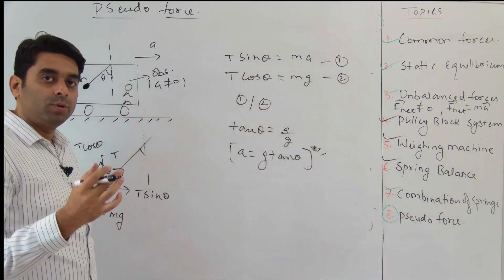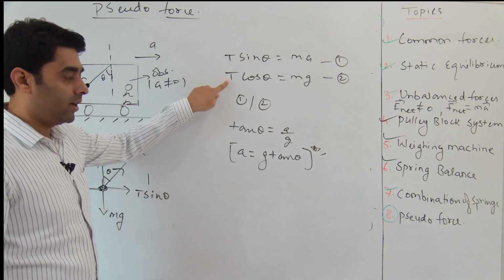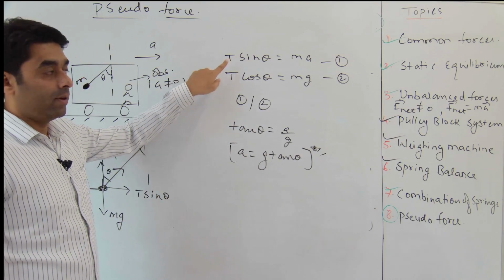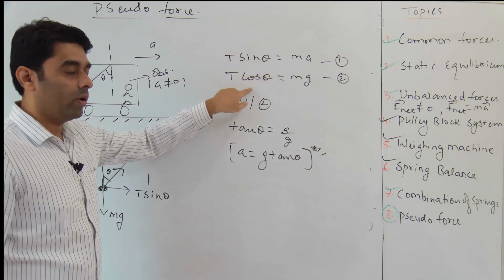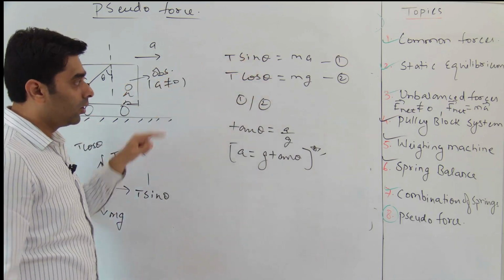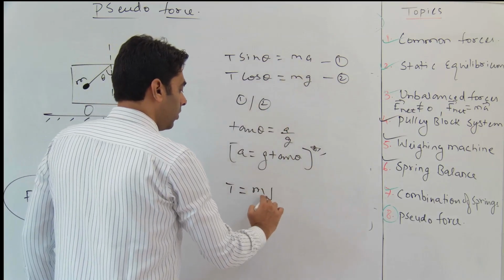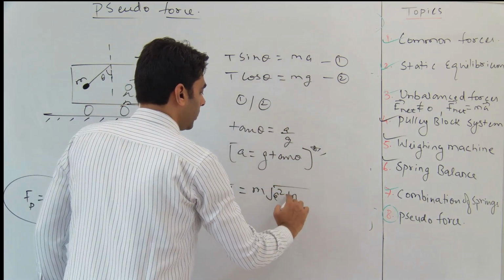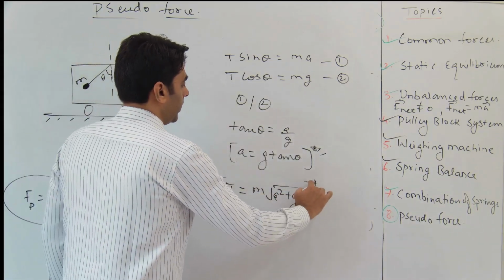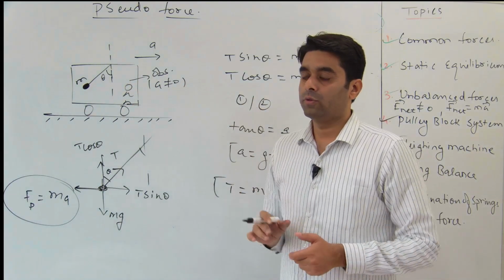Second, suppose we want to find the tension. For tension, we square both equations 1 and 2 and then add them. We get T square sine square theta plus T square cos square theta. T square comes common, and sine square theta plus cos square theta becomes 1. So we get tension T equals m root over A square plus G square. This is the result for tension in this case. So this situation we have solved using our pseudo force concept.